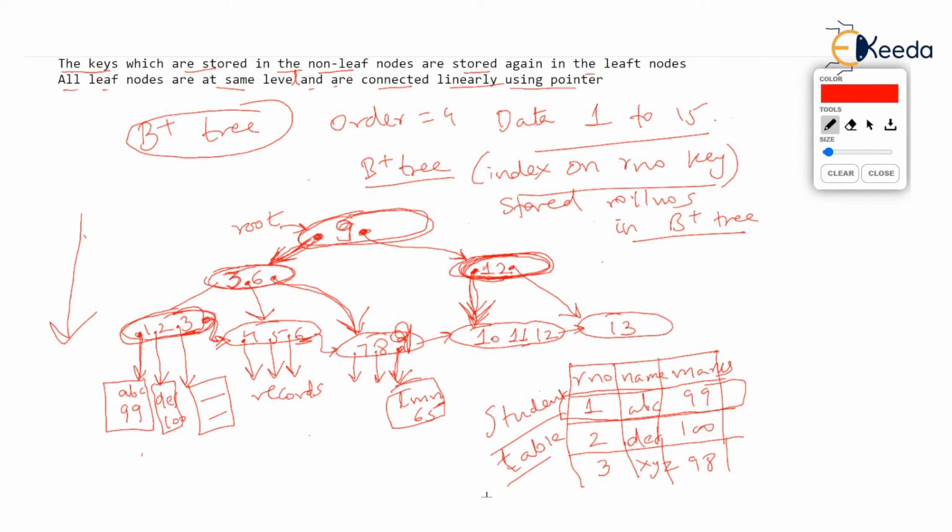Suppose we say to the DBMS, please give records for roll numbers between 9 and 13, let's say, including both 9 and 13. This is called a range query in DBMS. We write select star from student where roll number between 9 and 13. So how will our search begin?